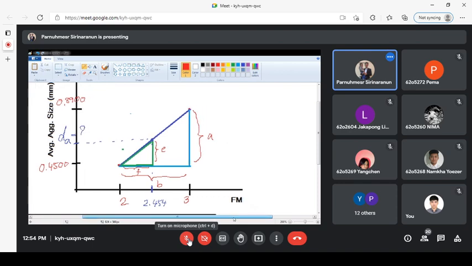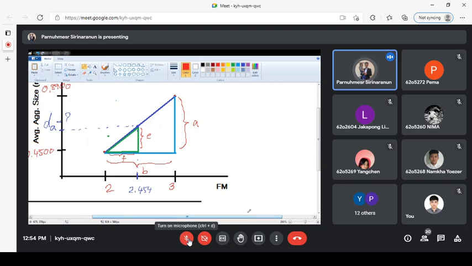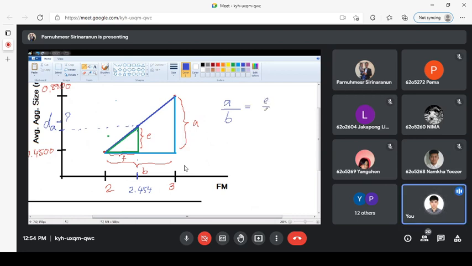Then what is your similar triangle rule? Can you tell me? A by D equal, or A by B? Excuse me. So, A by B equals E by F. Yes? Yes or not?